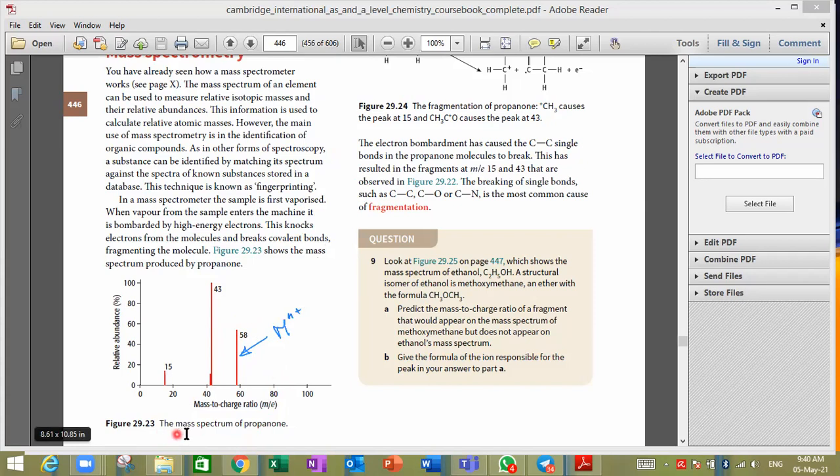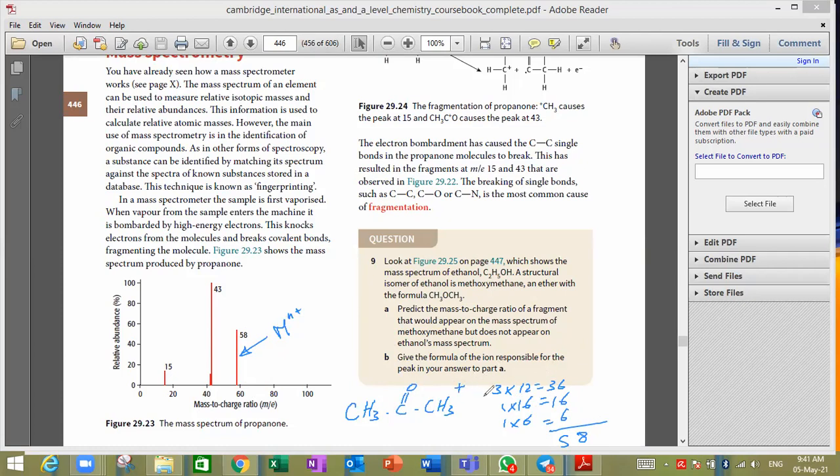So here, for example, this is the mass spectrum of propanone, and propanone has this molecular formula. It has 3 carbon atoms, so 3 times 12 makes 36. It has 1 oxygen atom, so it's 16. And we have 6 hydrogen atoms. So altogether, they make 58. And that's why we see a peak here at 58, giving us the molecular mass of propanone.